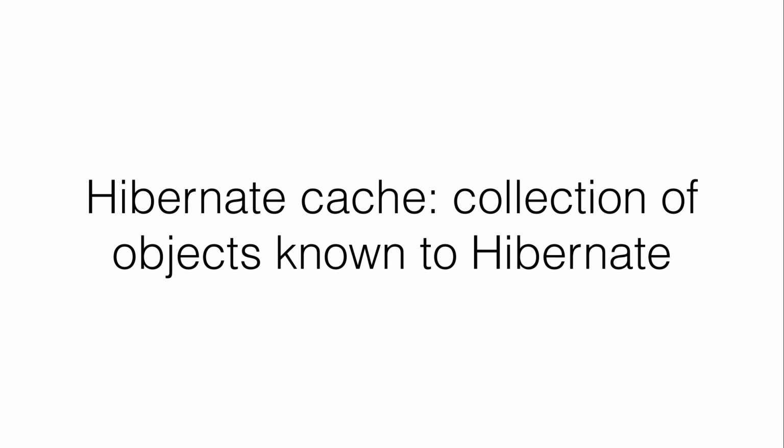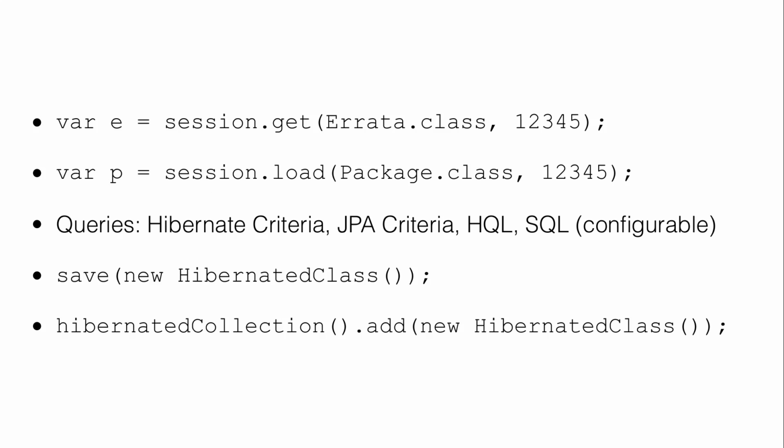How can an object enter the Hibernate cache? Because this is not very explicit and confuses a lot of people. I have a lot of objects in my application, but not all of them are actually in the Hibernate cache. Which ones are in the Hibernate cache and which are not? Here I have some examples.